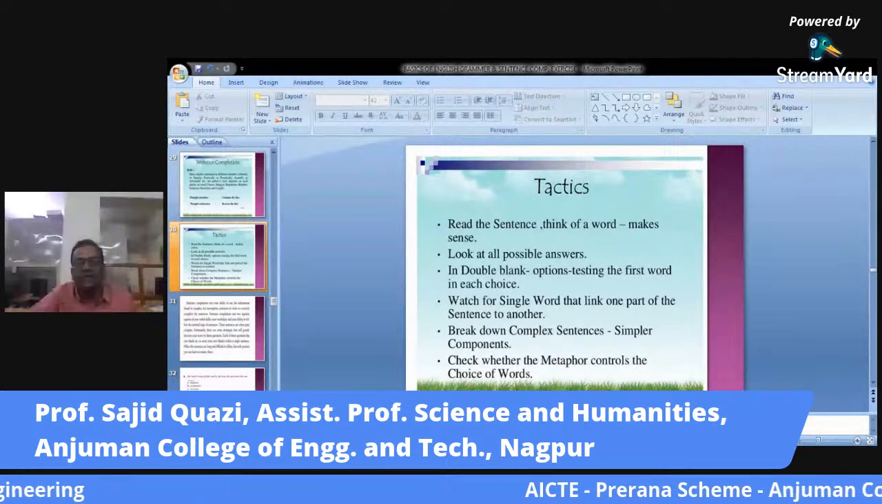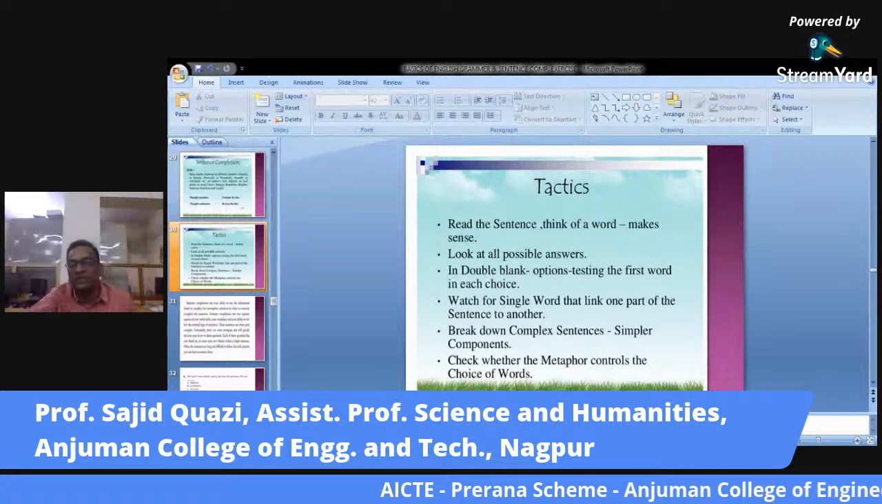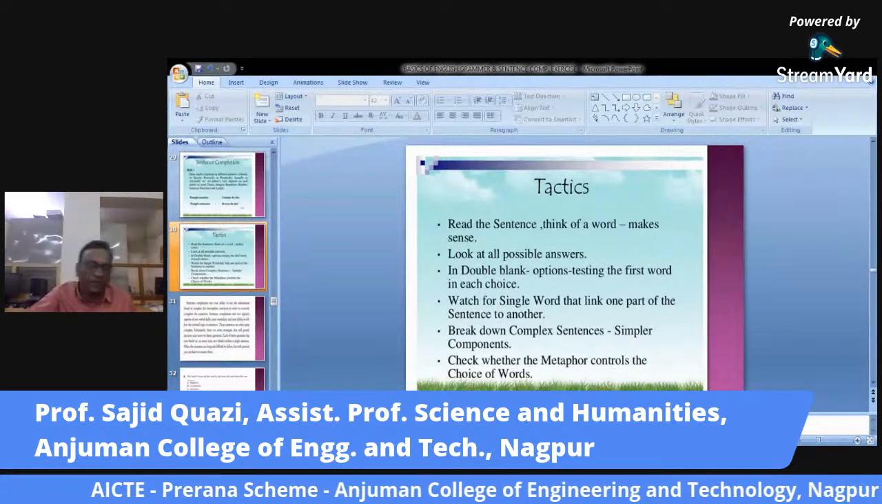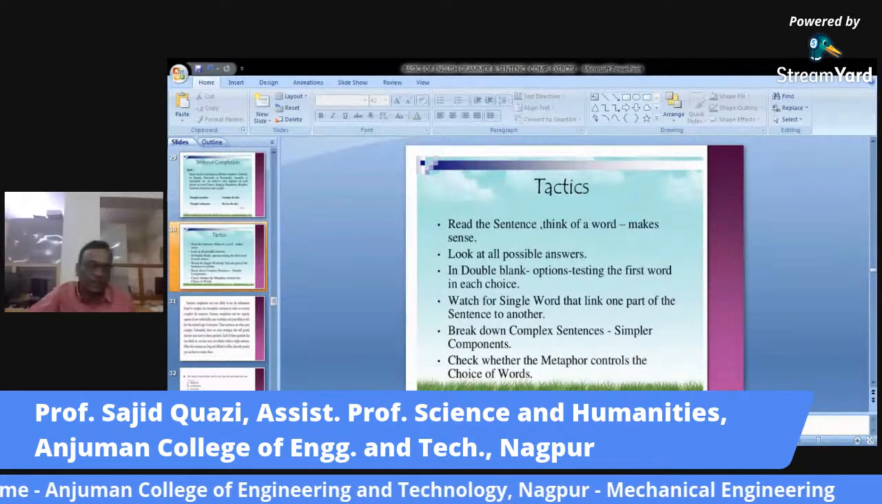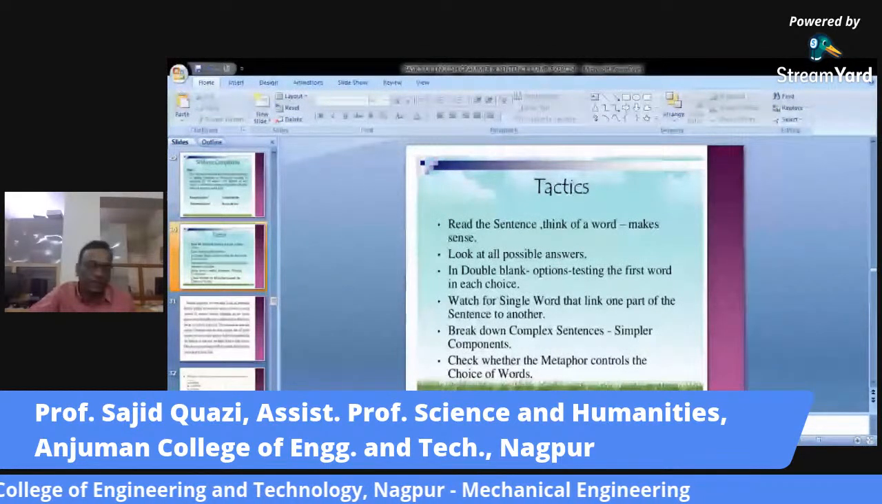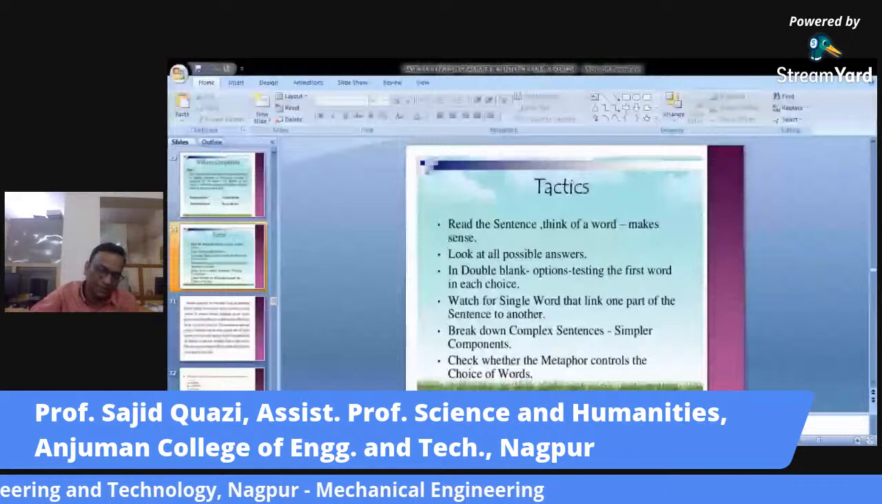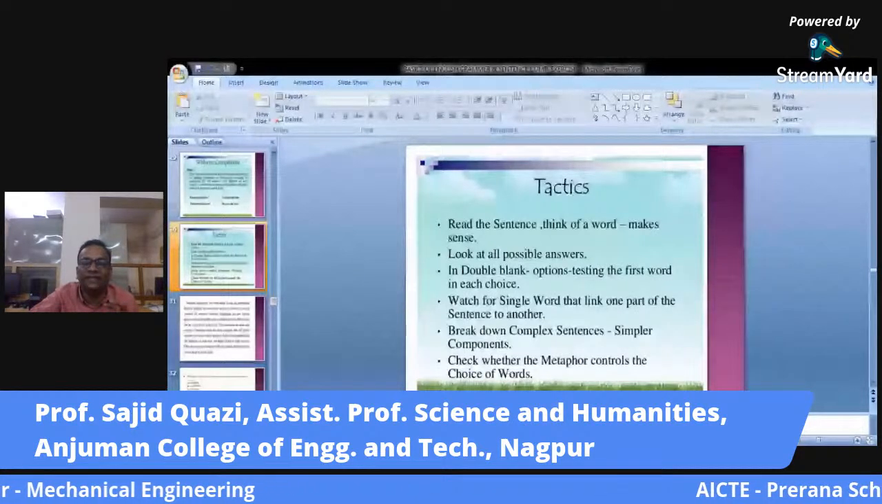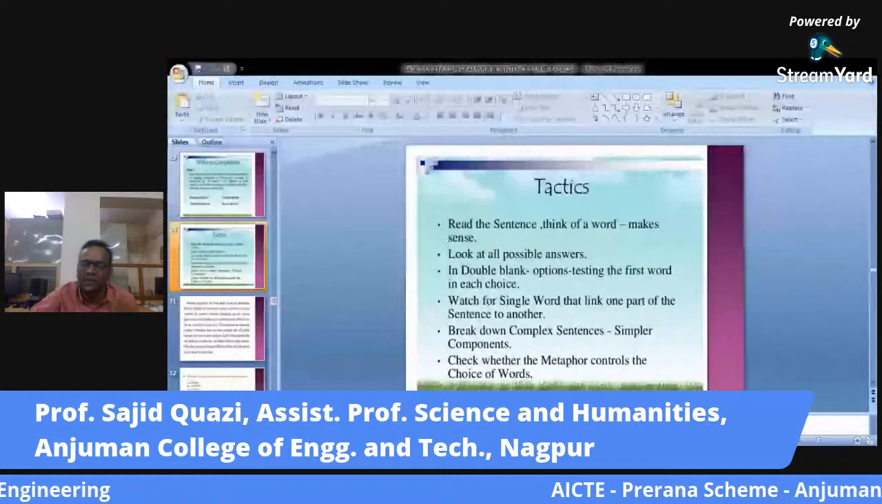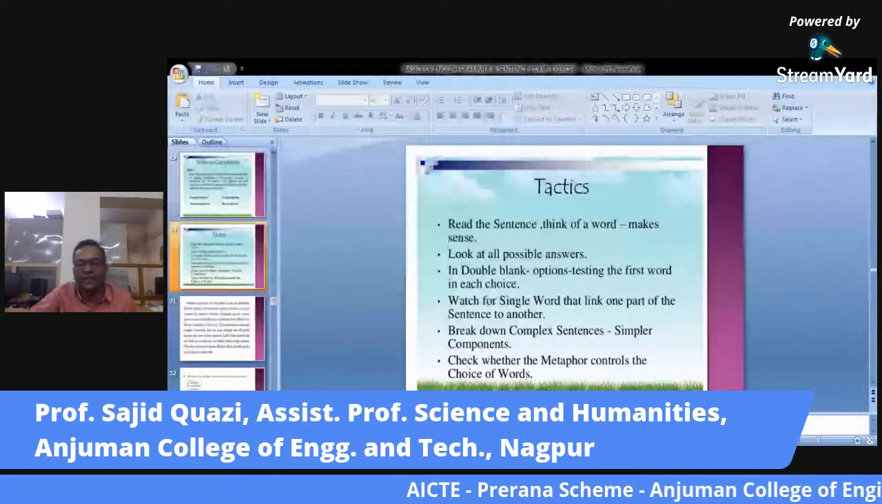Controls choice of words. Some parts are difficult for all of you to understand. A little bit of addition: I would suggest that you please check all four options, which may be the closest one. That's why I add the first point, that is, read the sentence and think of a word. If you read the sentence carefully and think of the word, automatically the next portion you will crack it.